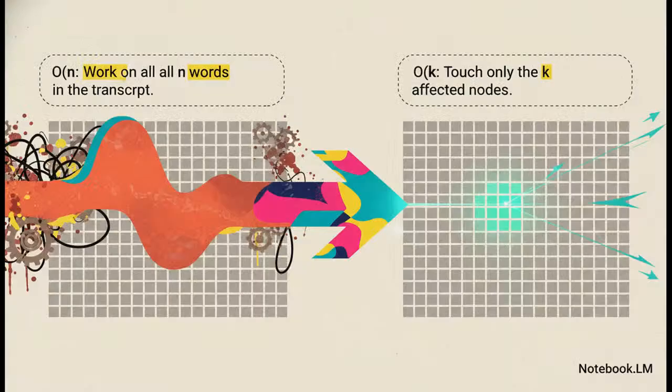And let's talk about the complexity difference here, because it's huge. We fundamentally changed the problem from O(n) to O(k). So instead of doing work proportional to all n words in the transcript, we're now only doing work on the k nodes that are actually being selected. And in pretty much every single real-world scenario, k is just orders of magnitude smaller than n.